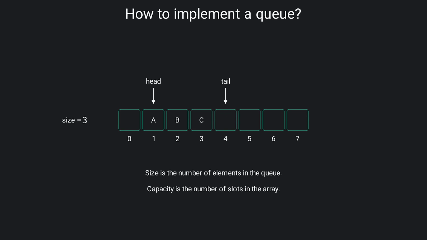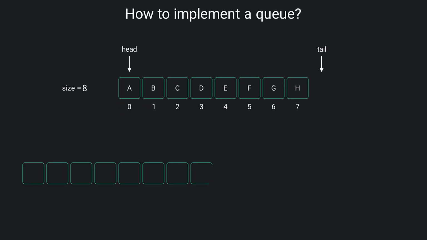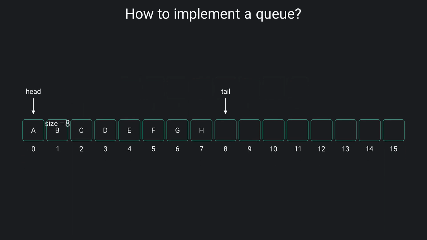To enqueue a new element, we add it after the last element. This is the index that the tail points to. After adding an element, we move the tail to the next slot. But what if there is no more space in the underlying array, which we can check by comparing the size and the capacity? We have two options. We can raise an error, or an alternative is to create a bigger array and move all the elements there. Then we can add the new element, which is what most libraries do.